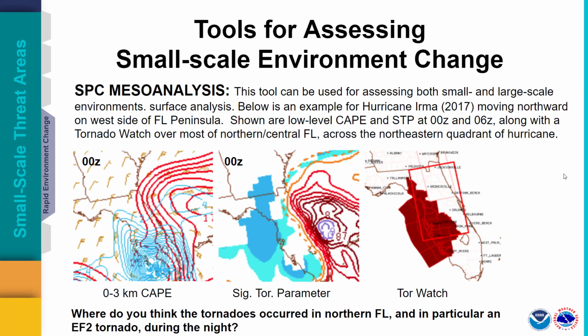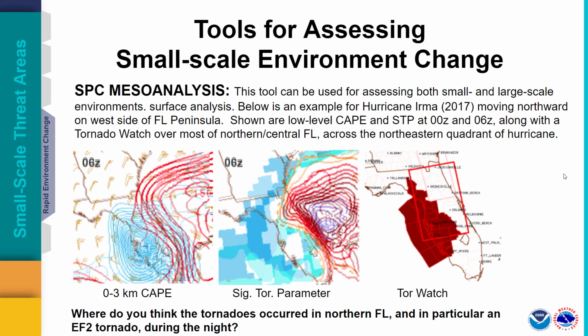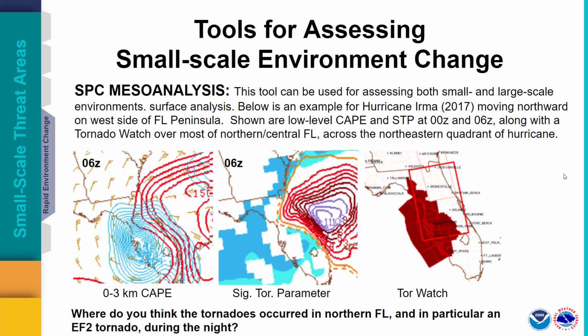SPC's Mesoanalysis page offers a large number of fields for both larger scale and smaller scale environment analysis. An interesting tropical cyclone example is shown for Hurricane Irma in 2017, moving northward up the western side of the Florida Peninsula. Based just on the SPC displays of Significant Tornado Parameter, or STP, and low-level CAPE, can you determine where across northern Florida the late-night tornadoes, including an EF2, will occur?